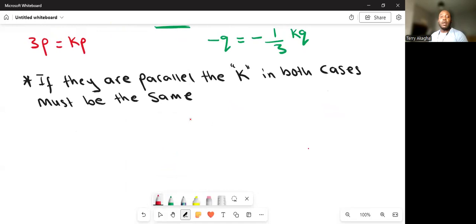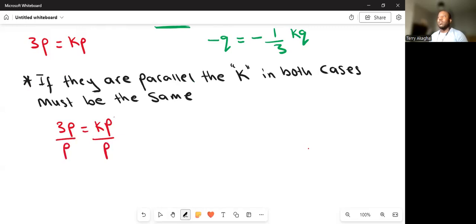So we have 3P is equal to KP. Then we divide both sides by P to make K the subject of the formula. So this will cancel that, right? And P will cancel P there. So therefore, in this case, K is equal to what? 3.